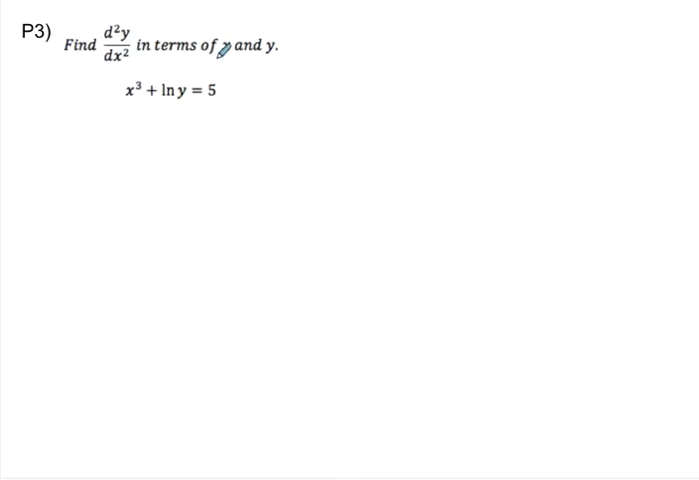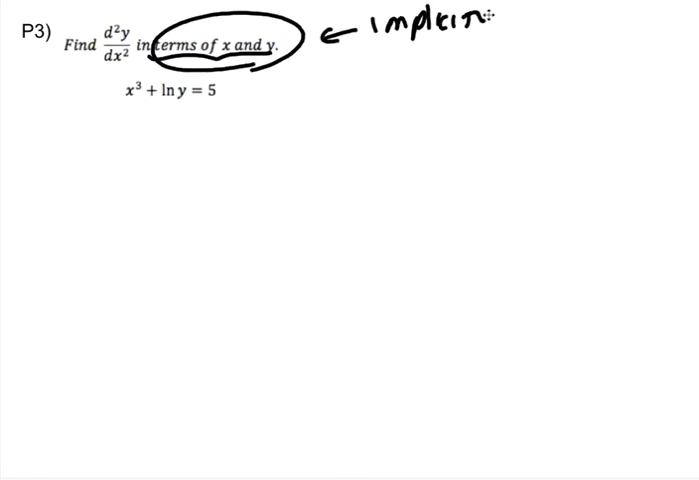All right, so you're going to go ahead and try the same thing. You're going to find d squared y dx squared in terms of x and y. Again, this is a hint that they want you to do it implicitly, right? They're saying, hey, we know you probably could solve for y, but we want the answer in terms of x and y. So go ahead and pause me if you want, and I'm going to walk through it.